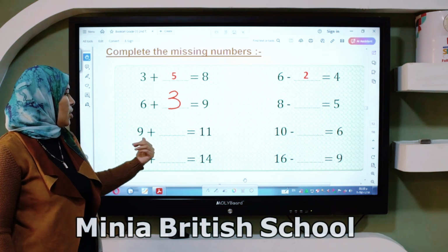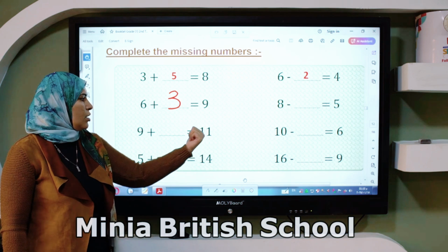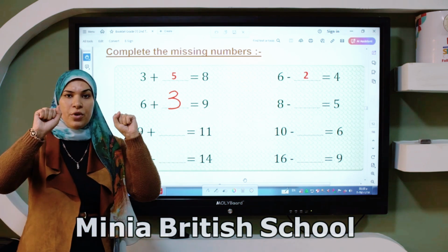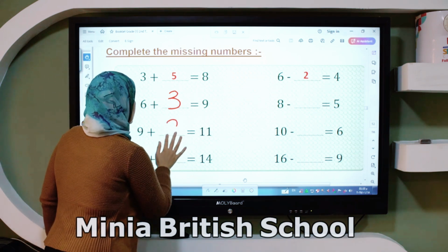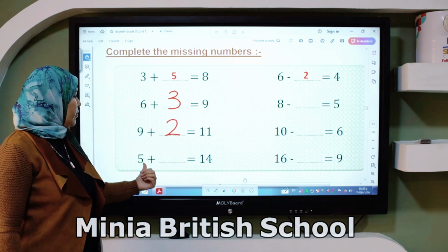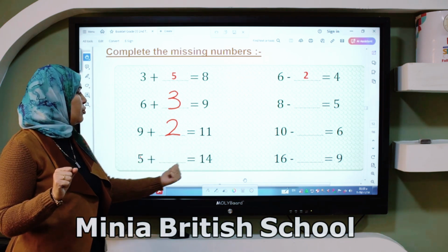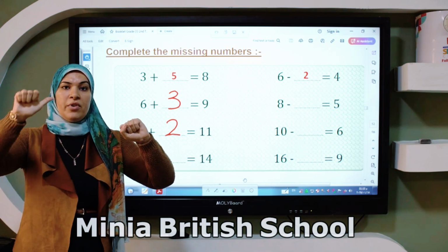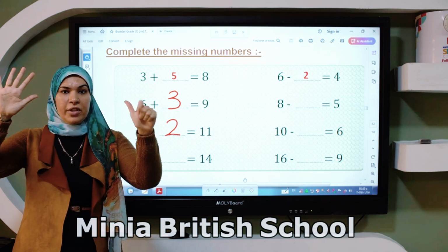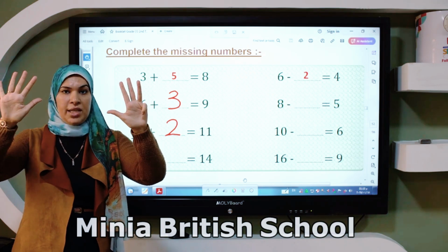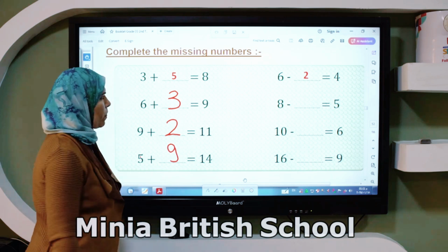Here 9 plus space equals 11. You count after 9 to reach number 11. After 9: 10, 11. How many fingers? 2. Here 5 plus space equals 14. You count after 5 to reach number 14. After 5: 6, 7, 8, 9, 10, 11, 12, 13, 14. How many fingers? 9. So the answer is 9.